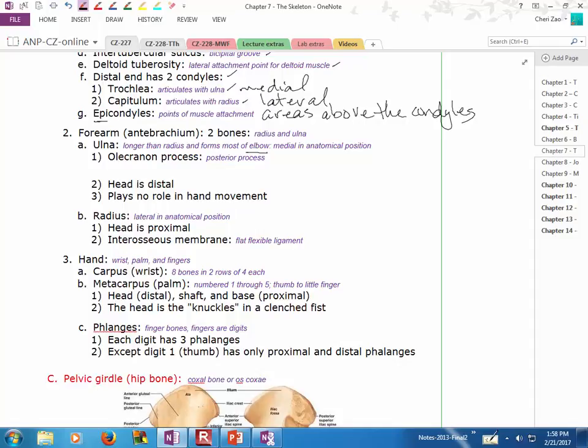So let's take a look here and let's write a few things in. Olecranon process, posterior portion. It's basically what is most of your elbow. And it locks, the process locks in olecranon fossa to prevent hyperextension.